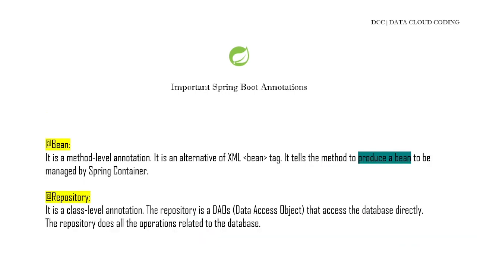Now let's quickly discuss a few more annotations, which are @Bean and @Repository. So the @Bean annotation is a method-level annotation. And in Spring, we used to specify this using the XML bean tag. So what this Bean annotation does is it tells the method to produce a bean that will be managed by my Spring container. So whenever I have to use a method that must be managed by my Spring container, I need to annotate that method with the @Bean annotation.